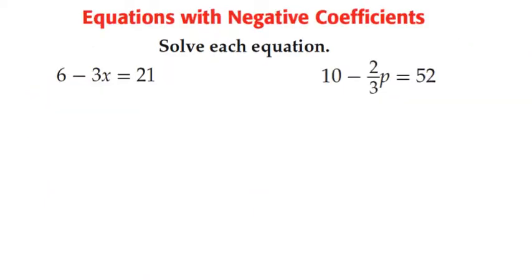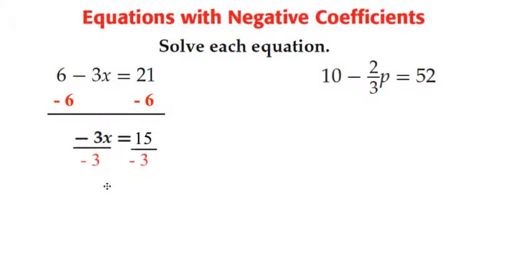All right, what if we have negative coefficients? The process is the same, but in your second step, you'll divide by the negative number. So for example, we have 6 minus 3x equals 21. The first thing we do is subtract 6, and then divide by -3 on both sides, giving us x equals -5. On the right-hand side, first we're going to subtract 10 from both sides, and it looks like I don't have this one in here, so I'll do this one by hand.